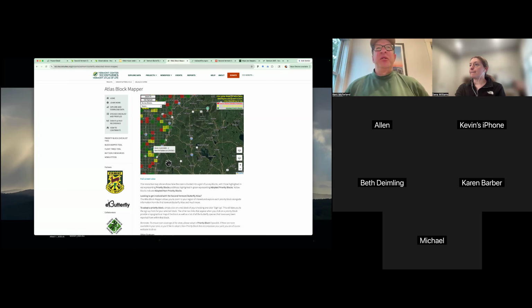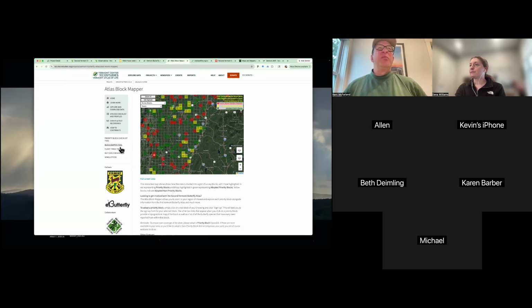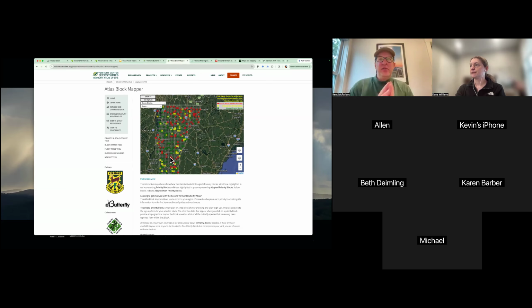I just put the block mapper on the screen. It's right here, the Atlas block mapper tool, if you're not familiar with it.